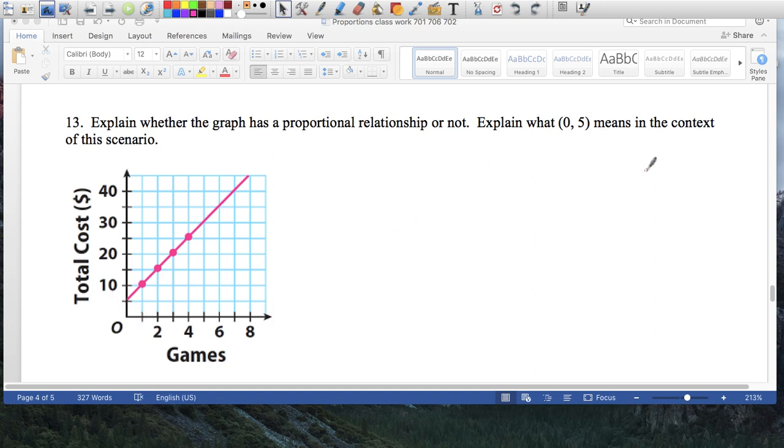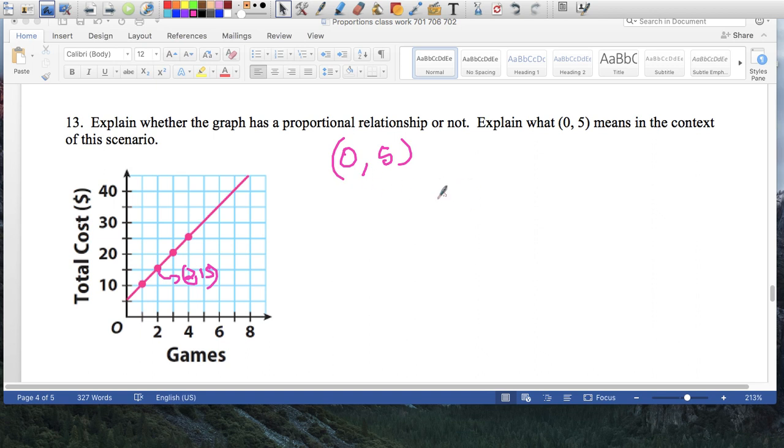So explain what (0, 5) means. How is it that when he buys 0 games, he's still paying $5? That's what you had to explain here. Because with 2 games, he's paying 15. With 3, he paid 20. With 4, he paid 25. But how is it that at 0 games, he's still paying $5? What's the explanation for that?